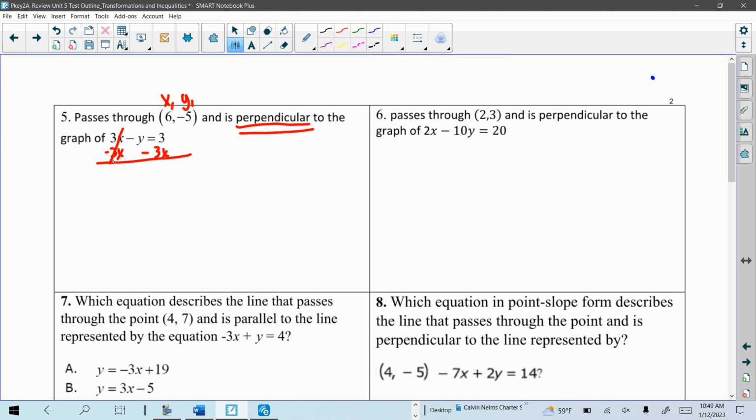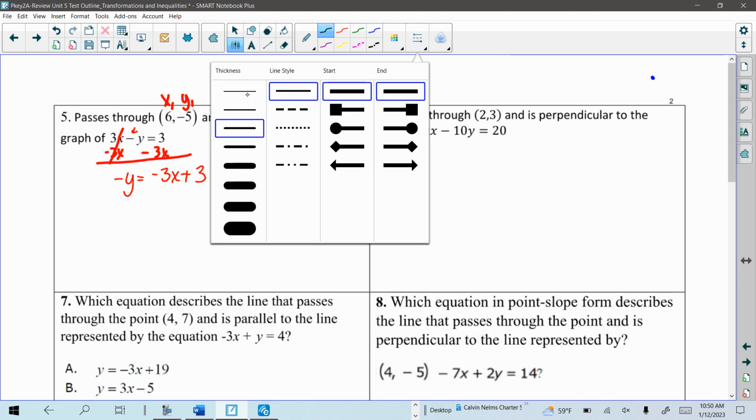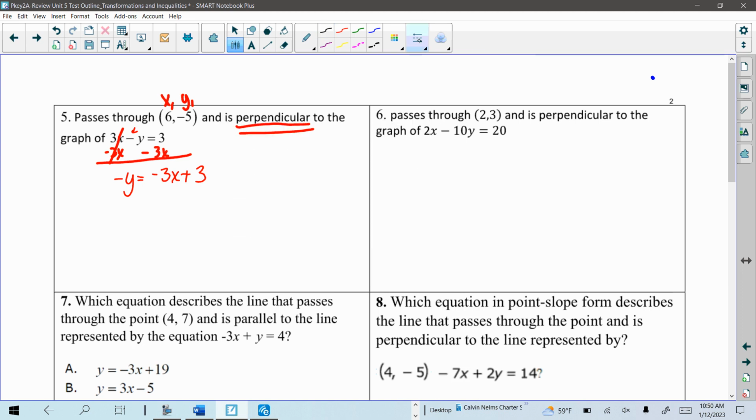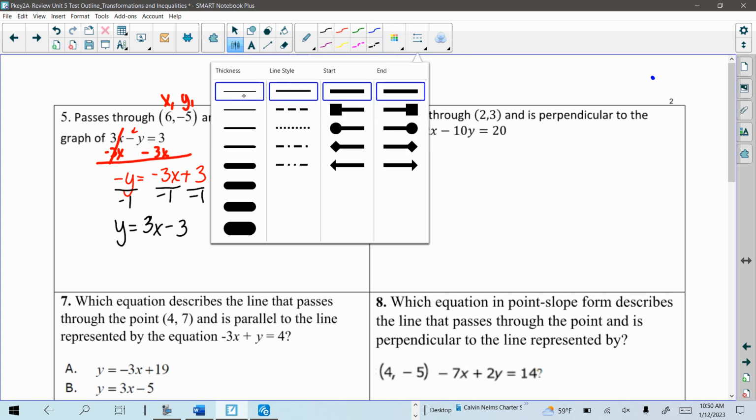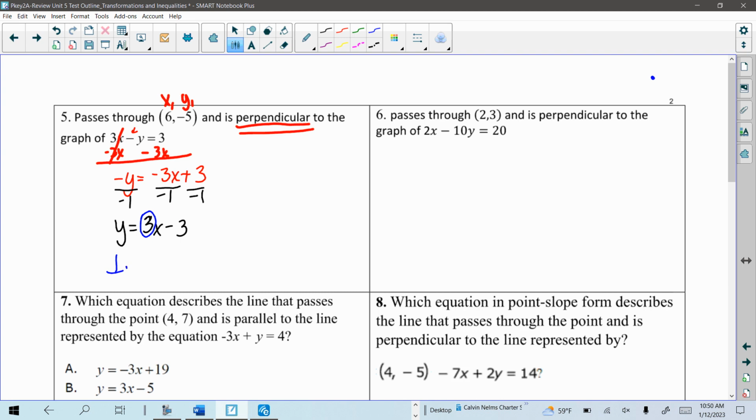What are we going to write now? Pay attention to your signs. Yeah, negative y equals negative 3x plus 3. Okay, can we leave it like that? No, why not? You can't have that negative right there. So how do I get rid of this negative? Divide everything by -1. So y equals now positive 3x minus 3. I can see the slope now. Our slope is 3, but we want the perpendicular.